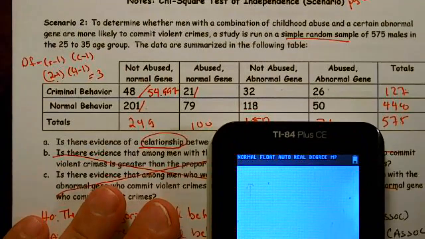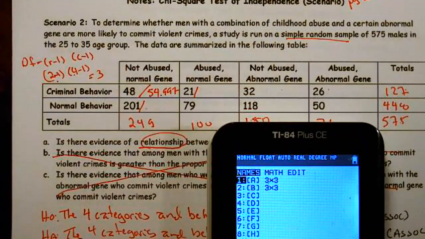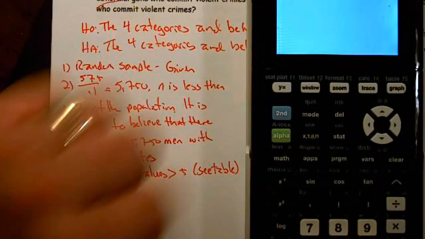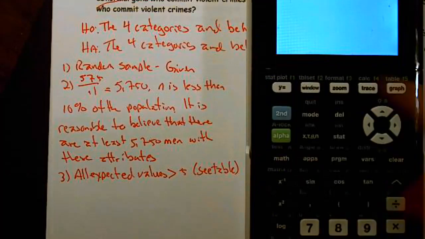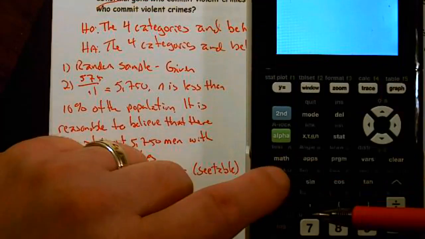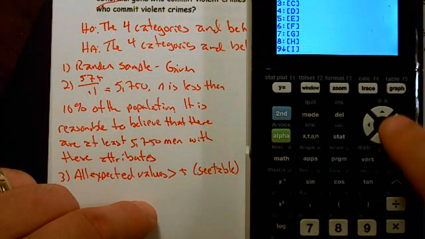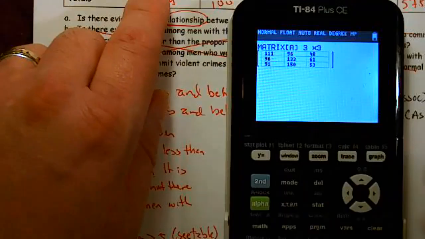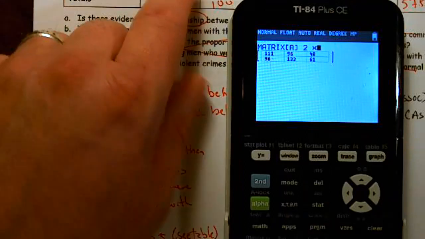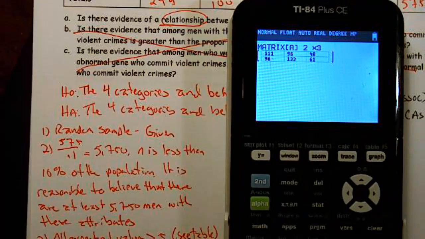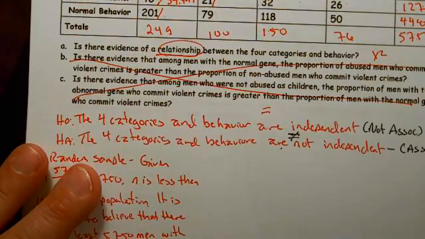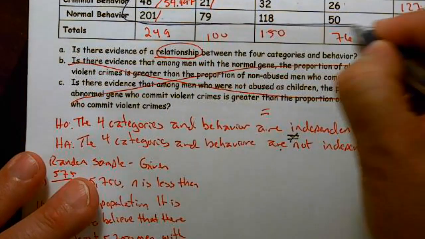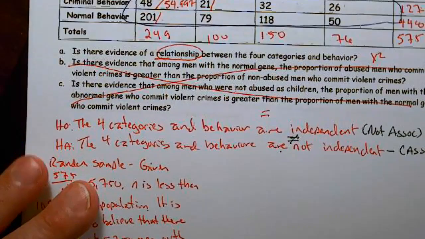I'll show you this again. Second, here's the matrix button. Arrow over the word edit, press enter, and I have 2 rows, so 2, and 4 columns because we don't count the totals. We're only looking at these right here. This is all we're looking at, 2 by 4.